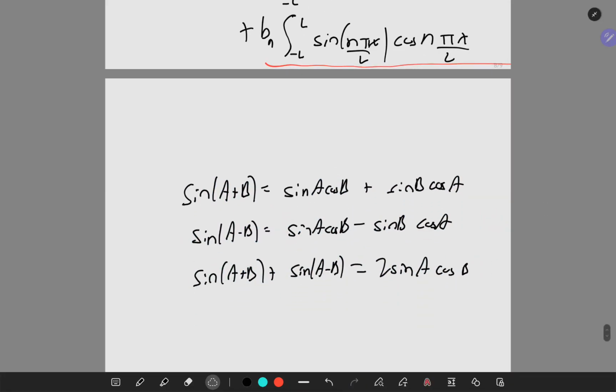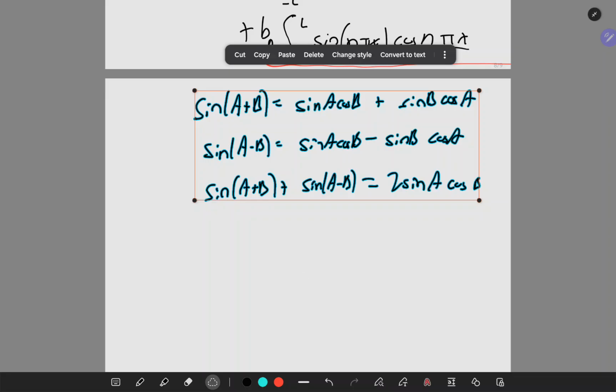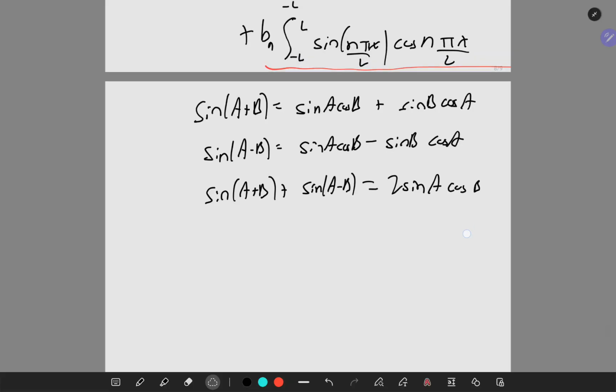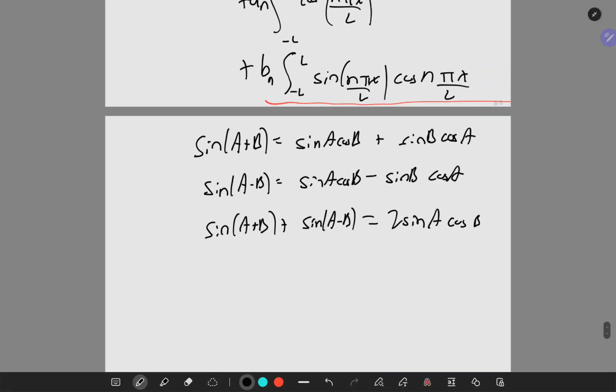We could use it this way. We could probably do another way. I don't know, but I like to do it this way. We would be left with b sub n integral negative L to L over 2 times, just like before, sine. In this case, we have n and m, so they would combine, and we're left with 2n pi x over L.